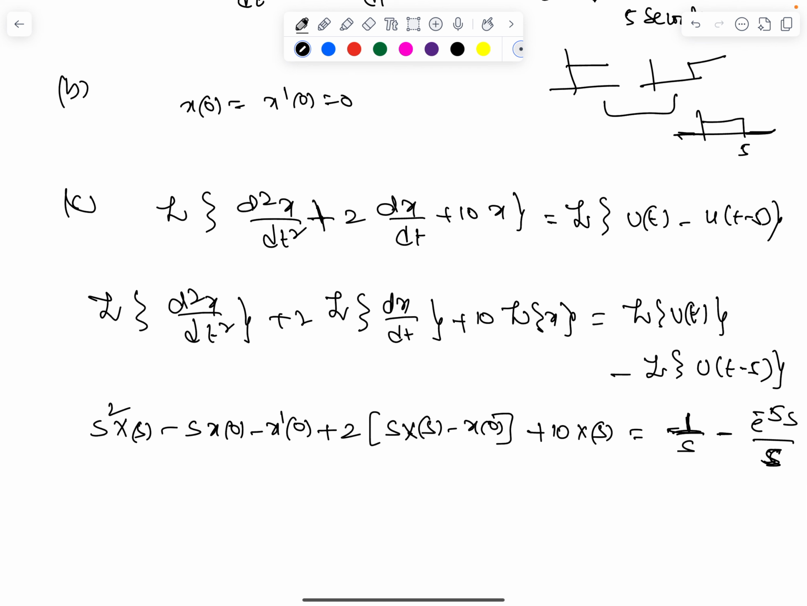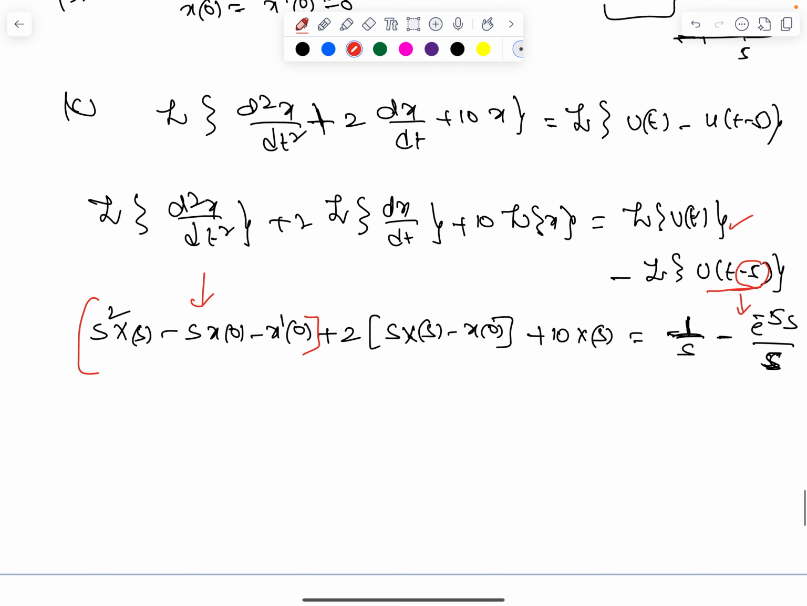So, s square X of s minus s into x of 0 minus x prime of 0. These terms correspond to Laplace transform of the second derivative, plus 2 times (s into X of s minus x of 0), plus 10 times capital X of s is equal to Laplace transform of u of t, which is 1 by s, and Laplace transform of u of t minus 5 is e power minus 5s divided by s, because of the shift, same like Laplace transform of u of t only. Now if you recall, it is given that the initial conditions are 0.